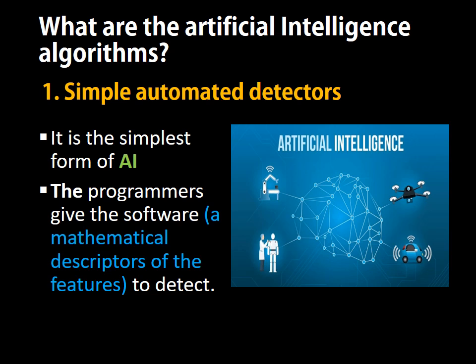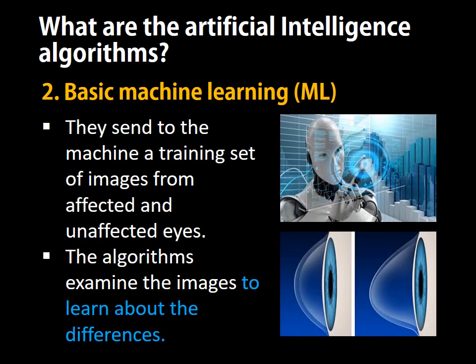So the question now is, what are the artificial intelligence algorithms? The first one is the simple automated detectors. It is the simplest form of artificial intelligence. The programmers give the software mathematical descriptors of the feature to detect it. Basic machine learning: they send to the machine a training set of images from the affected and unaffected eyes, so the algorithms examine the images to learn about the differences.